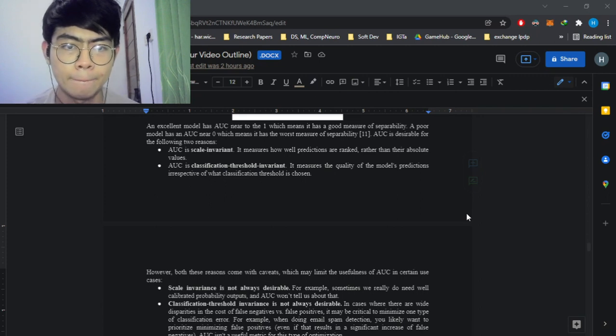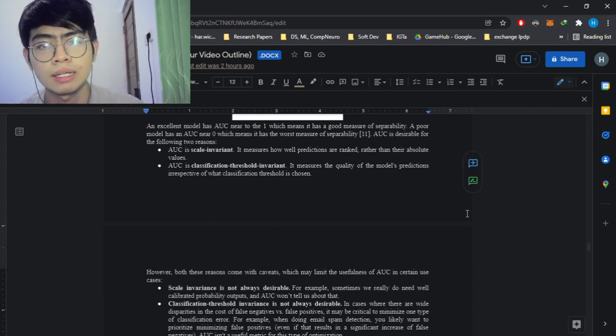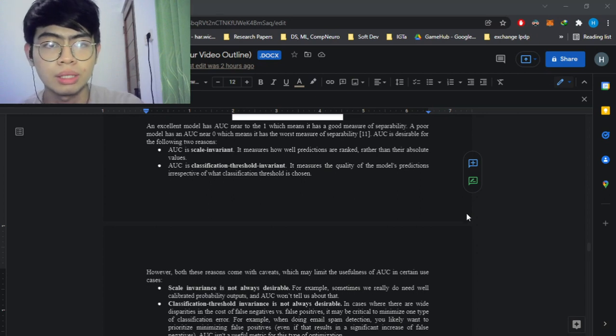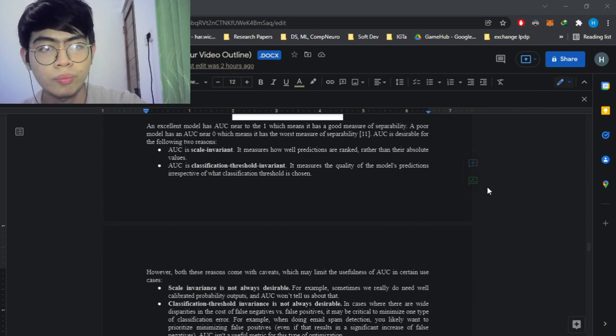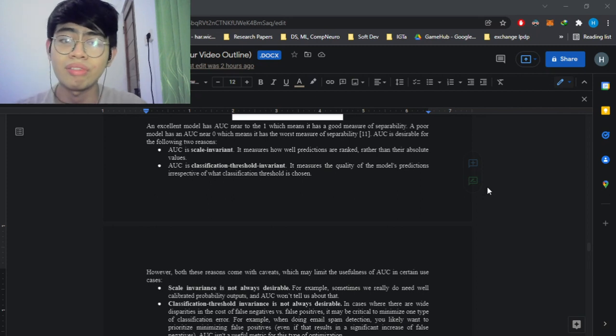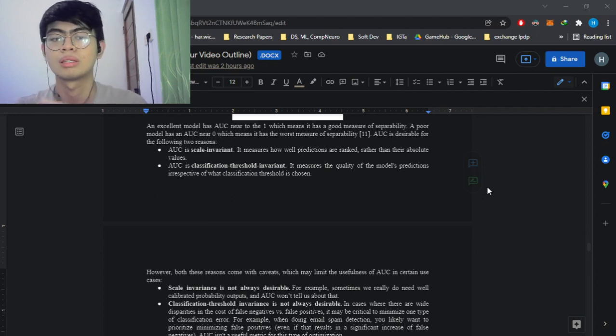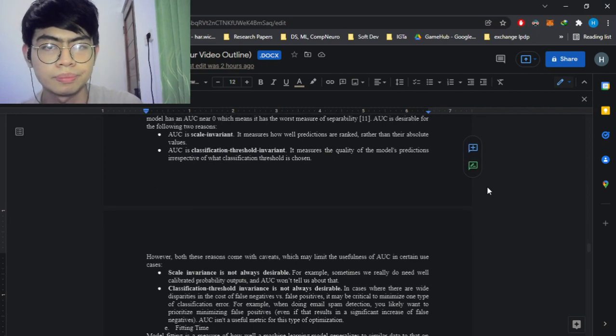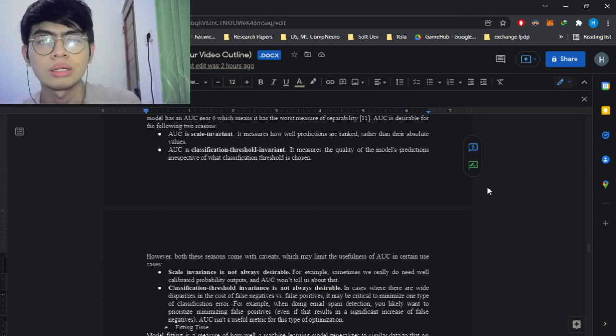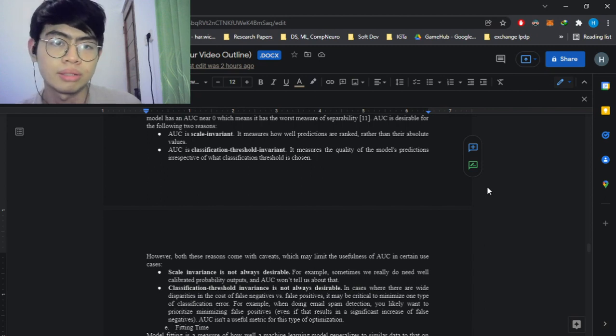So let's talk about why AUC is desirable. It is desirable for two reasons. The first one is that it is scale invariant. This scale invariance property is essentially the property of having the same value for an evaluation metric when the rank order remains the same. It measures how well the predictions are ranked, rather than their absolute values.